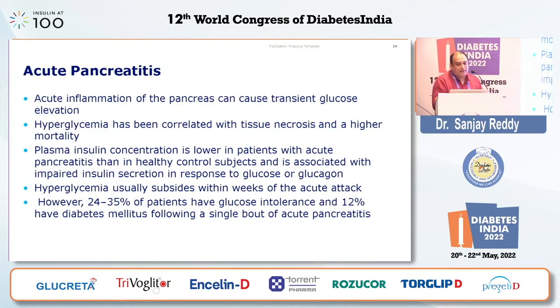But in acute pancreatitis, hyperglycemia is correlated with tissue necrosis and higher mortality. And usually subjects within weeks of the acute attack will become diabetic. So if you have a patient with pancreatitis, they may not have diabetes during the admission and go back home, but make sure you follow this patient for development of diabetes. 24 to 35% of patients have glucose intolerance, and 12% have diabetes mellitus following a single bout of pancreatitis.